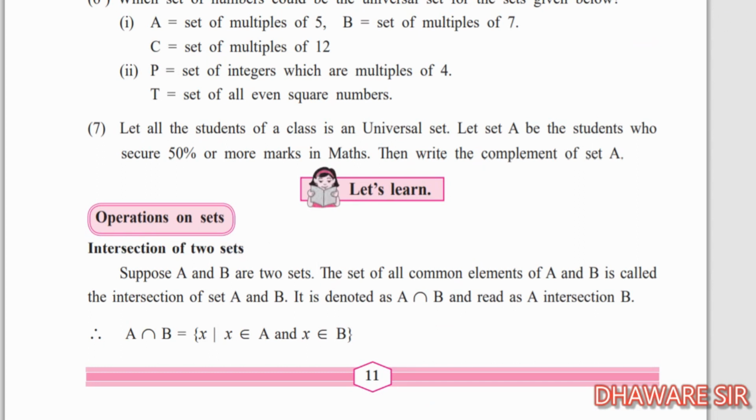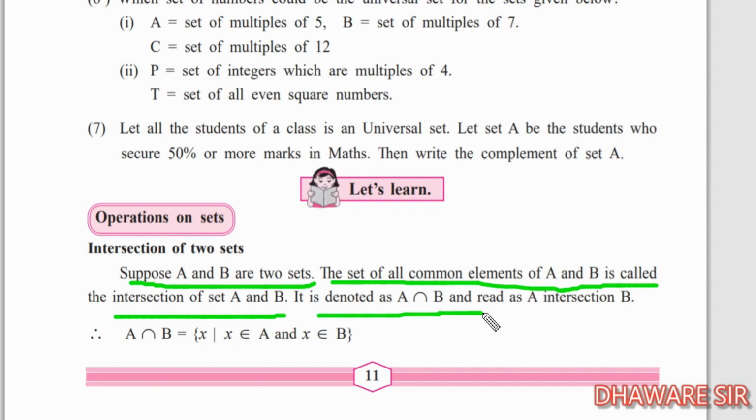Here is the definition of the intersection of sets. Suppose A and B are two sets. The set of all common elements of A and B is called the intersection of sets A and B, and it is denoted by A intersection B and read as A intersection B. In set-builder form, A intersection B is equal to the set of X such that X belongs to capital A, meaning the element belongs to A as well as to B.